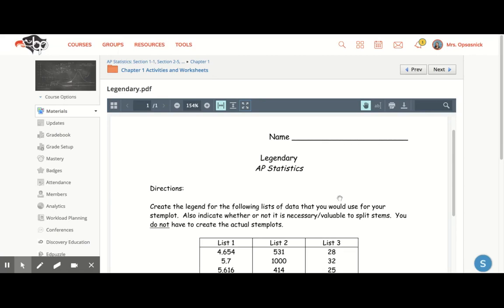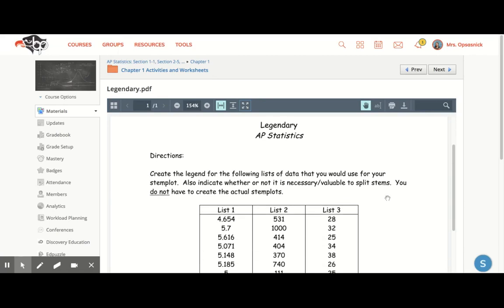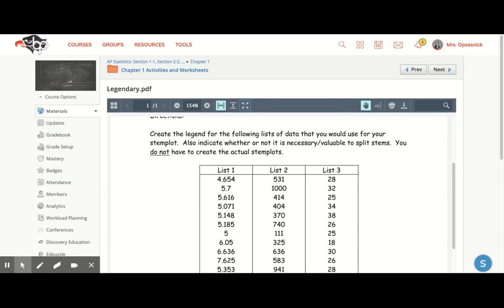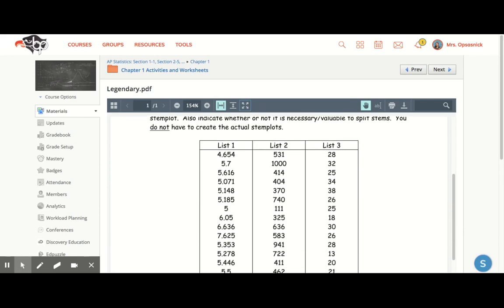Okay, so I want to take a look at this legendary worksheet. We are not going to actually make the stem plots here, but just talk about how we can use keys in different ways than just the difference between the tens and ones digit.